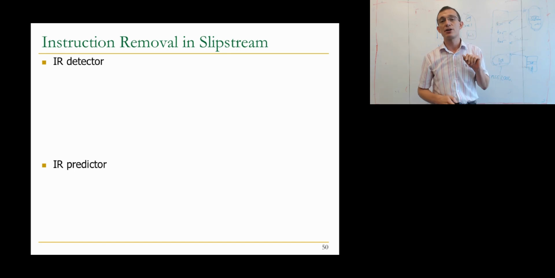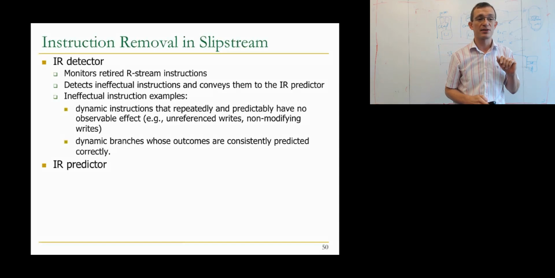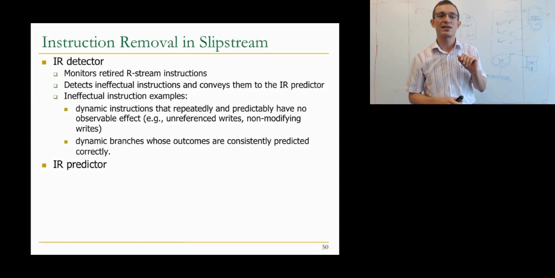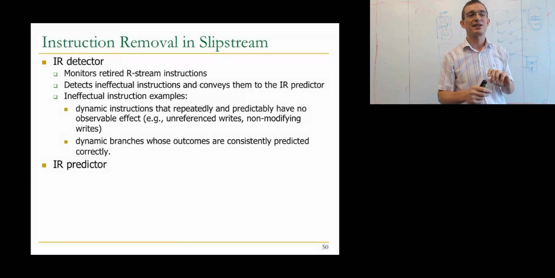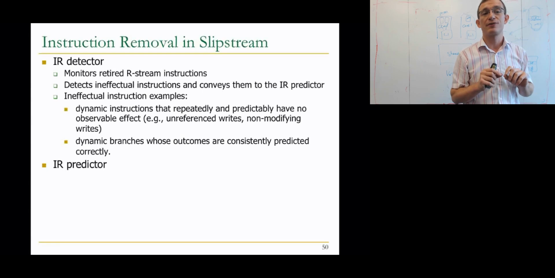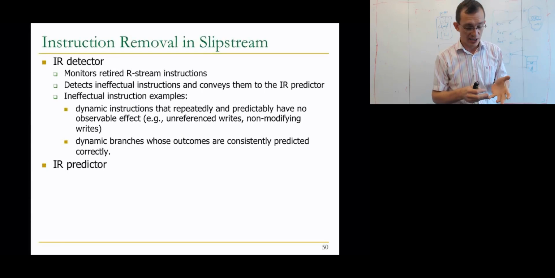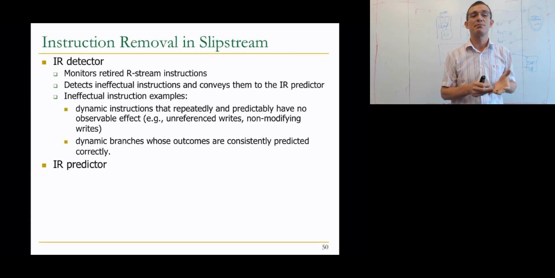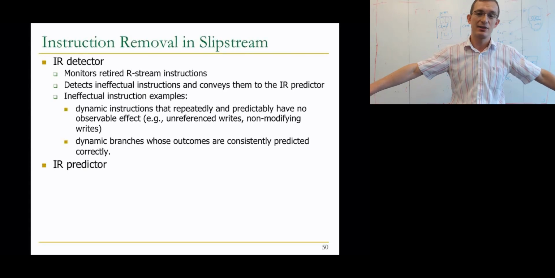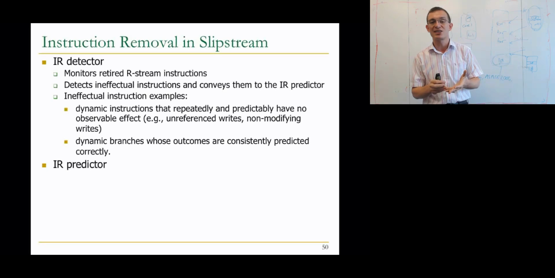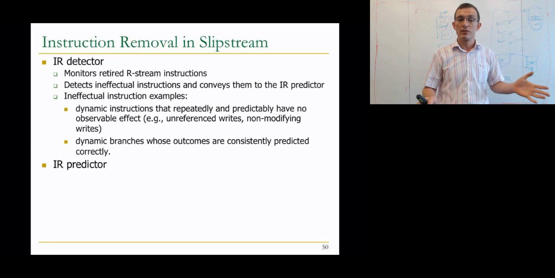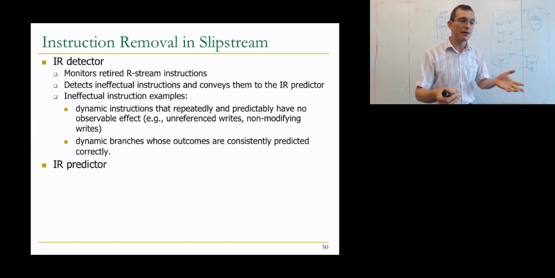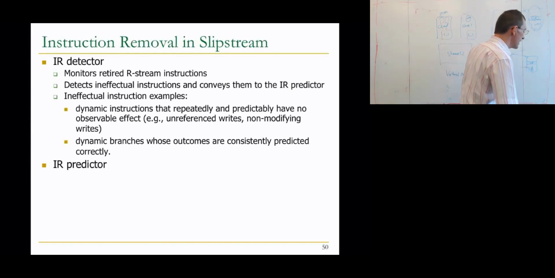So the key question is, how do you remove instructions in slipstream processing? And this is actually a tough part of the slipstream processor. Basically, this IR detector detects ineffectual instructions and conveys them to the IR predictor. Ineffectual instructions are dynamic instructions that repeatedly and predictably have no observable effect. You would really like to remove that. For example, if a store is unreferenced after a point, you would like to remove it. And why could it be unreferenced? Because of compiler optimizations, right?